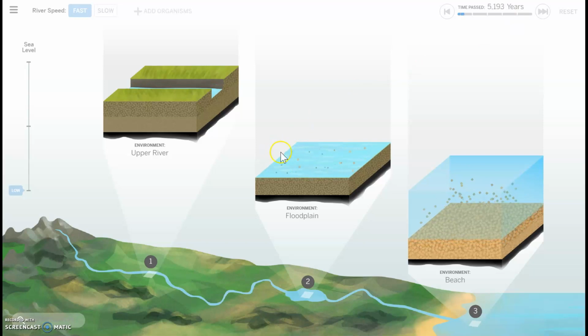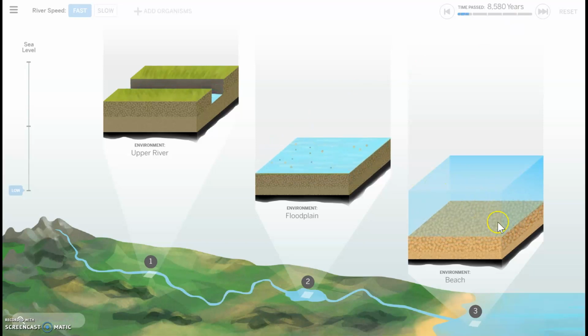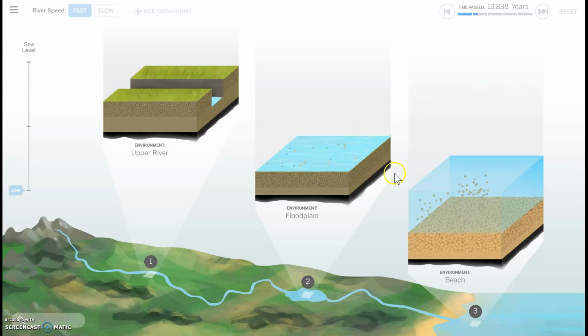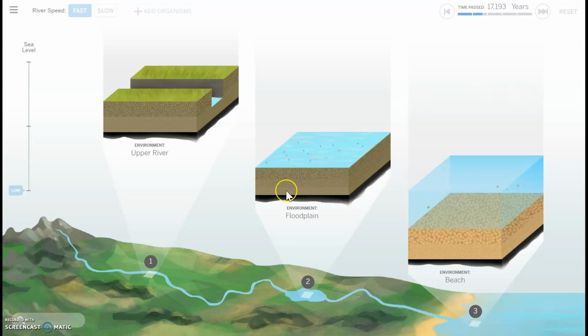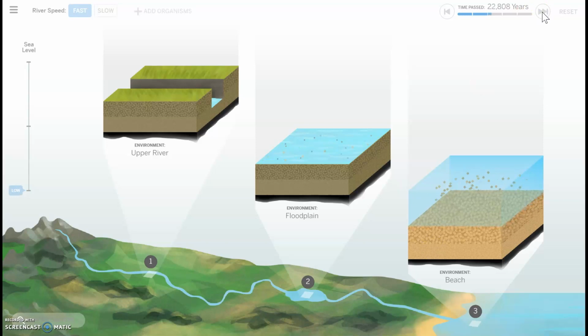Okay, I'm noticing that sediment is flowing through these two environments, not in the upper river. It's flowing out of that one, and it's flowing into these two environments. Oh, and look, here we have a rock layer forming on the bottom of the floodplain and of the beach. Let's move time again.